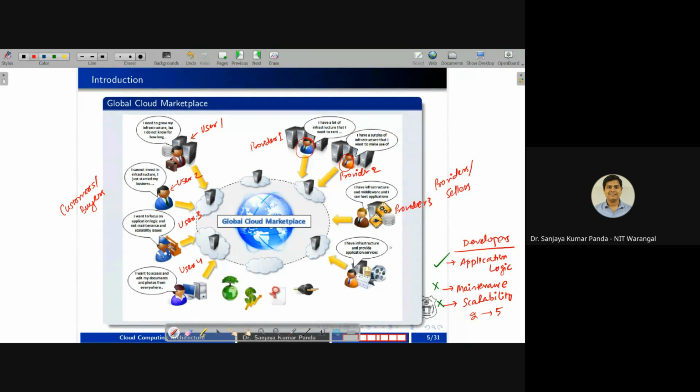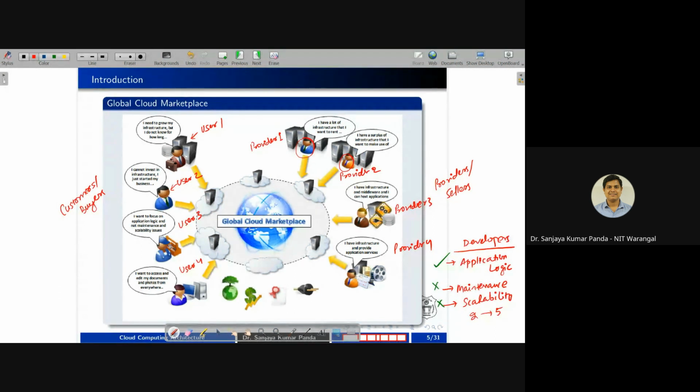Similarly, you can see provider four, which says that I have infrastructure and provide application services. So they want to provide the services. Anybody who requires those particular services, they can provide it, right? So both buyer and seller are meeting at a particular point, which we call the cloud marketplace. They can exchange the resources in the cloud marketplace.